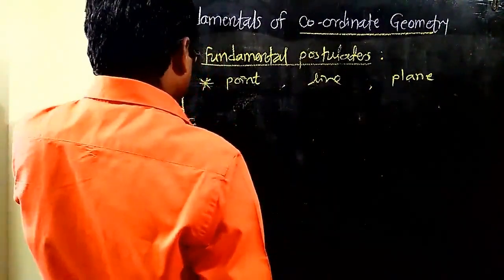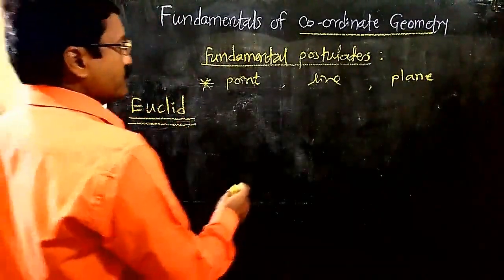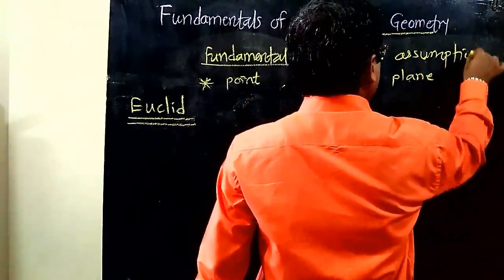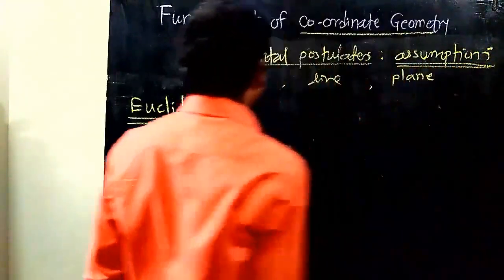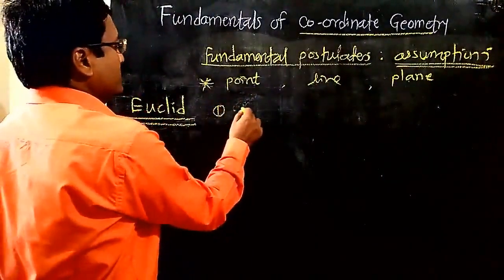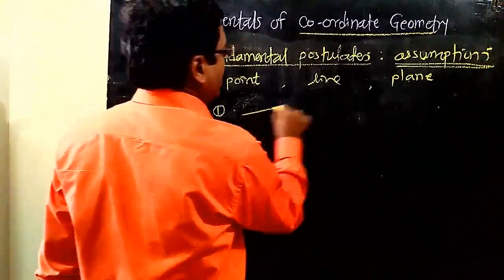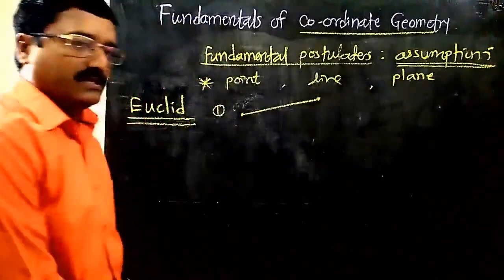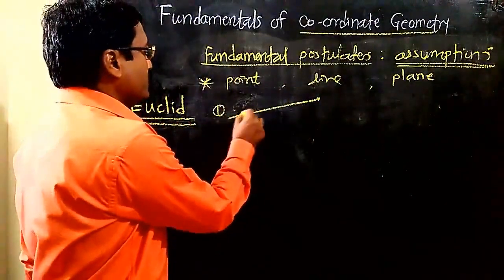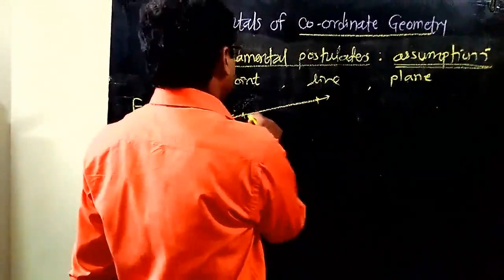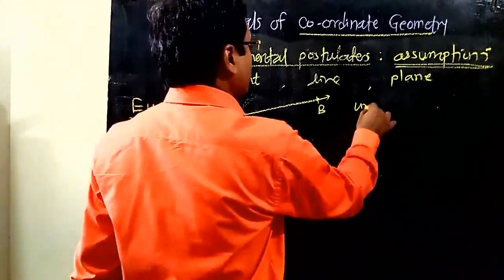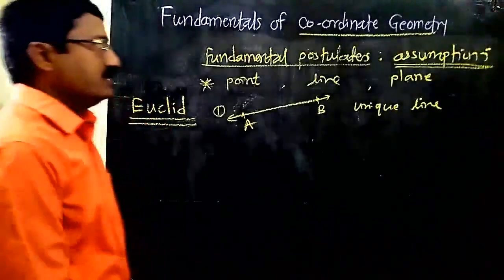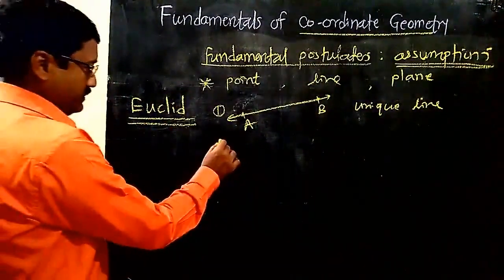Let us see once again the basic postulates or assumptions given by Euclid. First one, that we can draw only a single line passing through two given points. If two distinct points are given, then we can draw a unique line passing through those two points, A and B. So this is the first postulate given by Euclid.